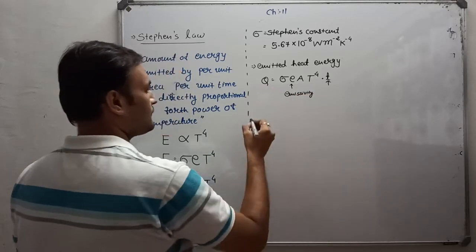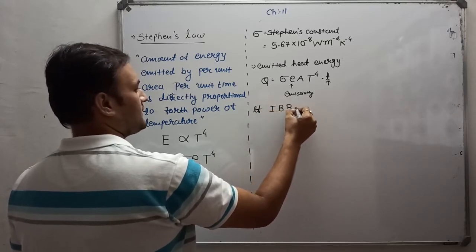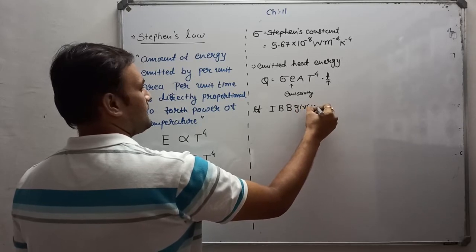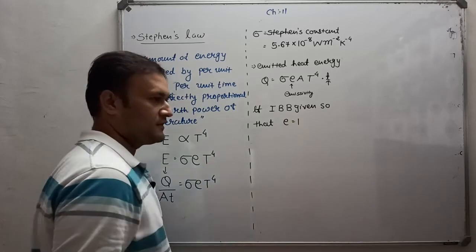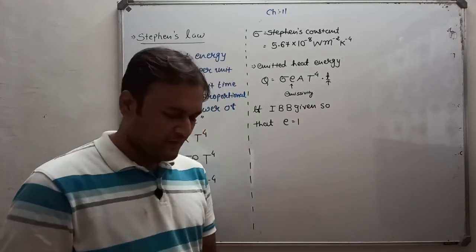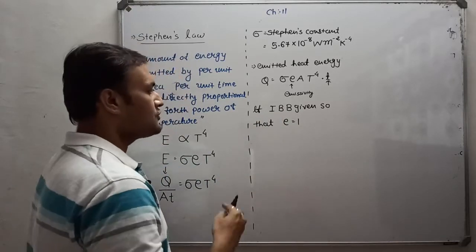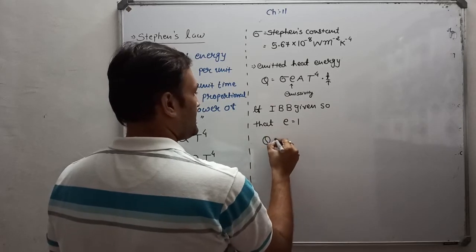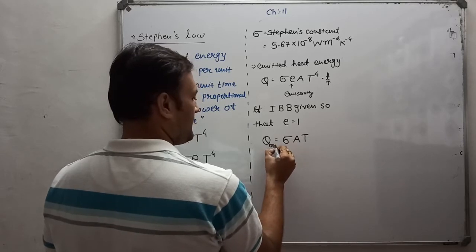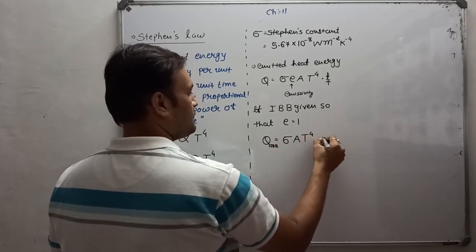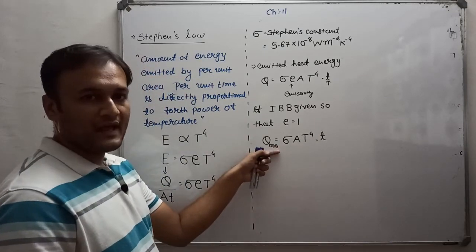If an ideal black body is given, then E is equal to 1. According to Kirchhoff's law, the emissivity and absorptivity for the ideal black body is equal to 1. So here Q for the ideal black body is equal to sigma A T raised to 4 into t. This is used only for the ideal black body.